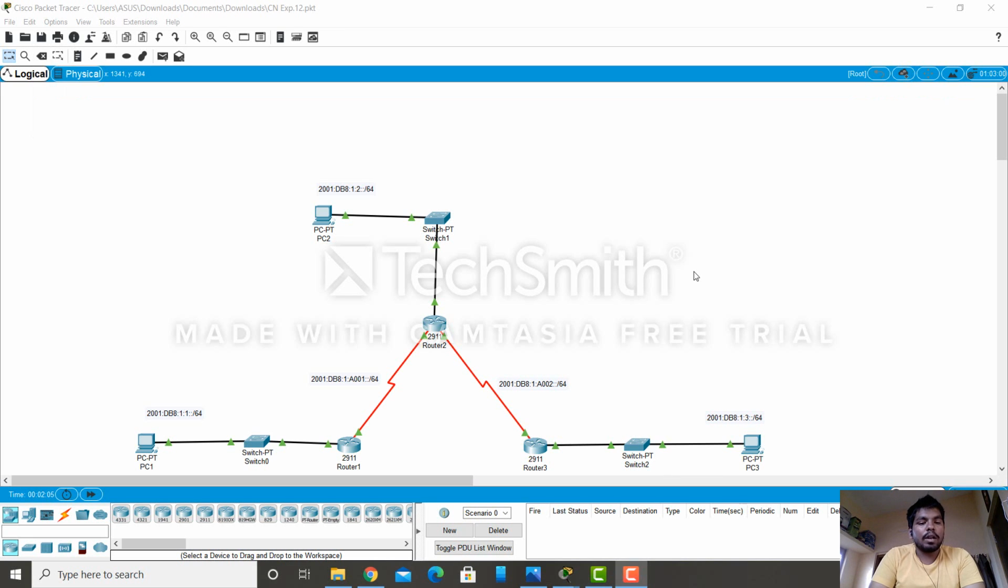This is Rakesh Chaudhary. Now I am explaining experiment 12 in the computer networks lab. The title of this experiment is configuration of RIPng. RIPng expansion is Routing Information Protocol Next Generation.